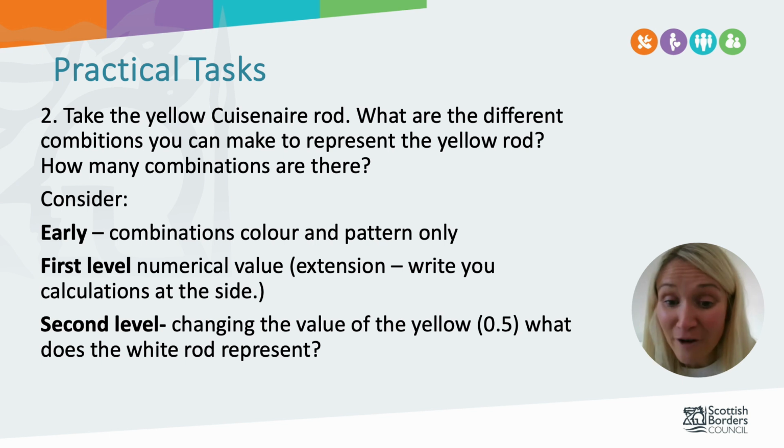At first level, you might now be thinking, well, you've assigned a numerical value to the rods, so what different calculations can you write next to these based on what you've created? And at second level, you could adapt this by telling learners that the value for the yellow rod is now not 5, but actually 0.5. And then what value does that make the other rods? And then you could write the calculations that support that. So if you could pause this video now and have a go at this task in your staff teams.